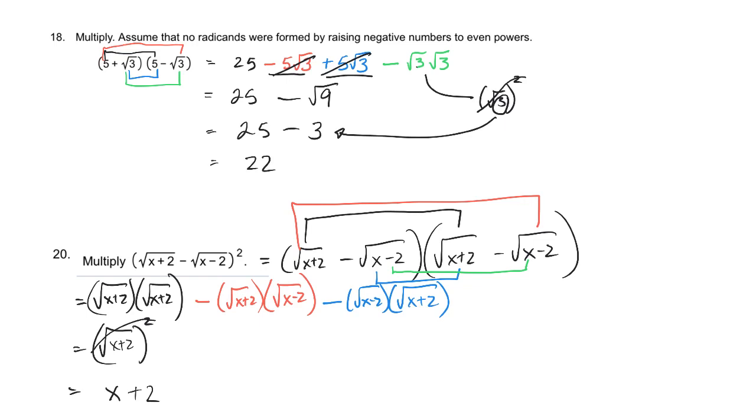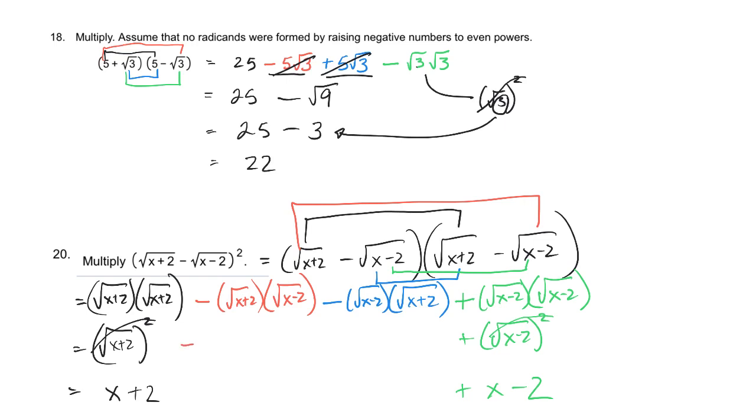And then finally, we'll do this one times that one. So it'll be a minus times minus is a positive, and it'll be root x minus 2 times root x minus 2. Oh, now that's very similar to the first one. So that's the same as root x minus 2 all squared. These cancel out. That last thing will just be x minus 2. Okay, now to deal with the middle stuff.